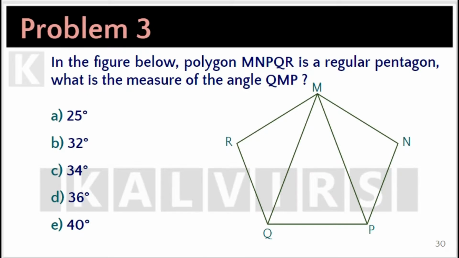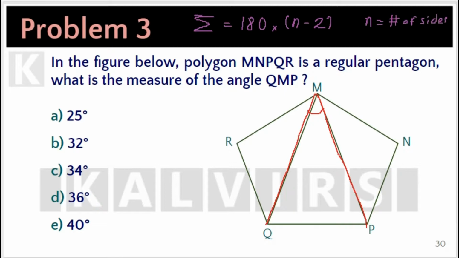In the figure below, polygon MNPQR is a regular pentagon. What is the measure of angle QMP? First of all, the sum of all interior angles in any polygon can be calculated by the following formula. Sum equals 180 times n minus 2, where n is the number of sides. A pentagon has 5 sides, then n equals 5.